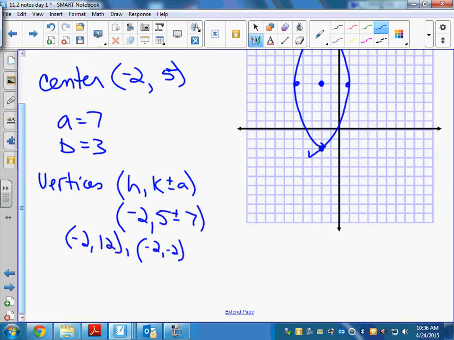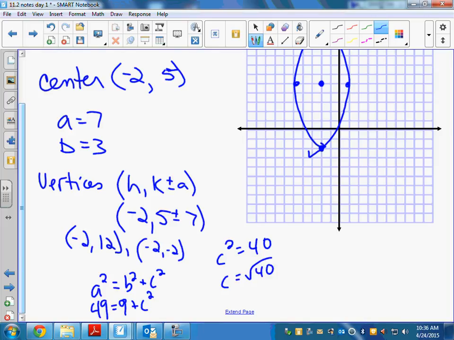If I was going to find C here, remember that A squared equals B squared plus C squared. Is that true? 49 equals 9 plus C squared. So C squared is going to equal 40, and it's better to just leave it as not a decimal, right? It's better to leave a radical. If you're going to graph it, then you can give me the decimal, but I'm going to say that's 2 radical 10.